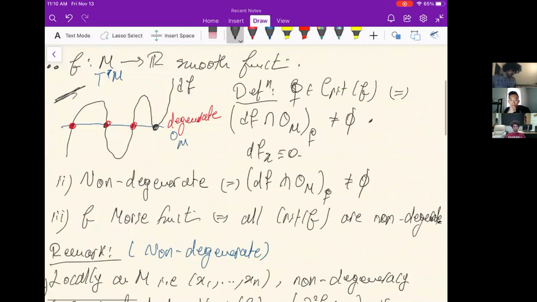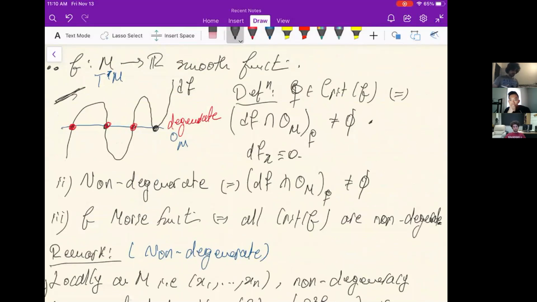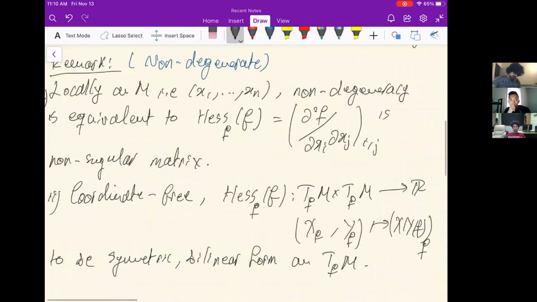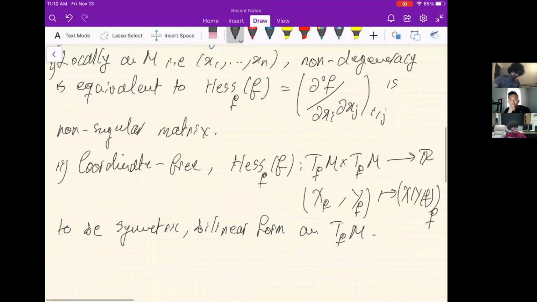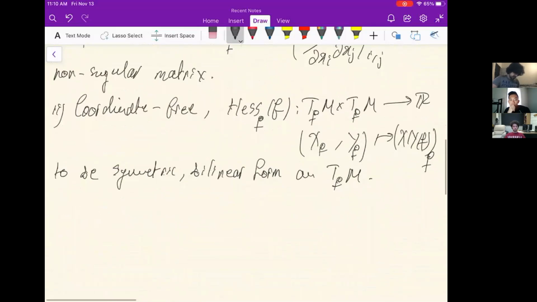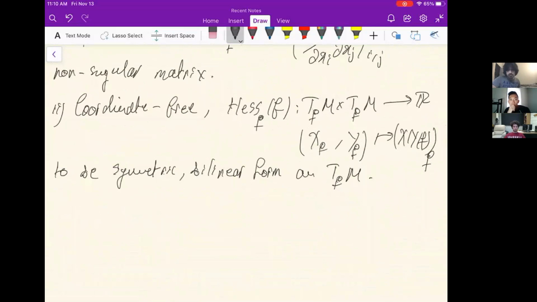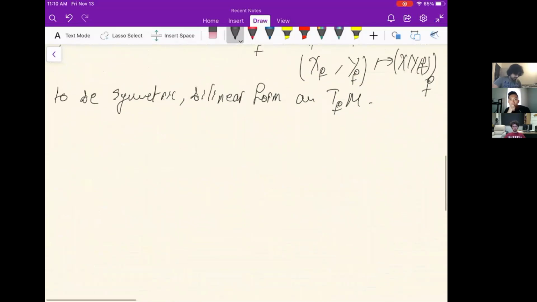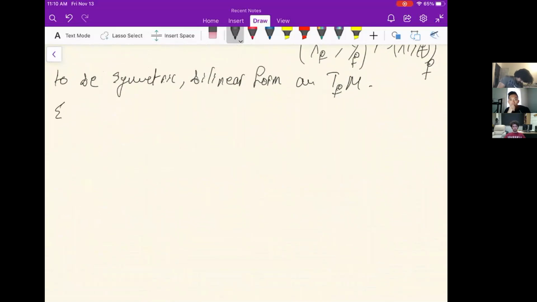You can think of it graphically, where you're looking for the intersection of the section of df with the zero section to be transversal, or you can do it algebraically by computing a Hessian matrix, which only makes sense at critical points, and study whether its determinant is non-zero or not, or study the quadratic form or symmetric bilinear form on T_P M. So, let me give you an example, and I guess this example we will stick to for the rest of the talk.